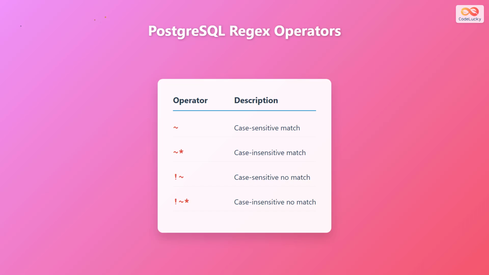PostgreSQL provides several operators for working with regular expressions. The tilde operator, which looks like a squiggly line, is used for case-sensitive matching. The tilde asterisk operator is used for case-insensitive matching. The exclamation mark followed by a tilde is for case-sensitive non-matching. And finally, the exclamation mark followed by a tilde asterisk is for case-insensitive non-matching. These operators allow you to perform a variety of regex-based searches in your queries.